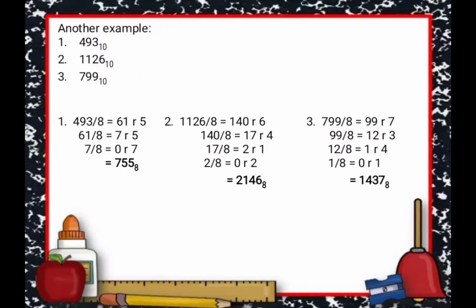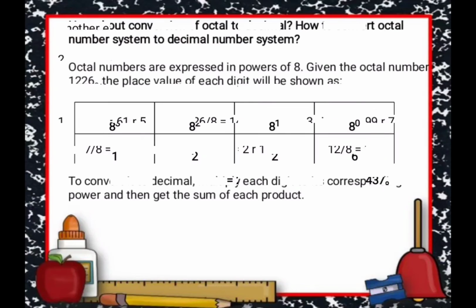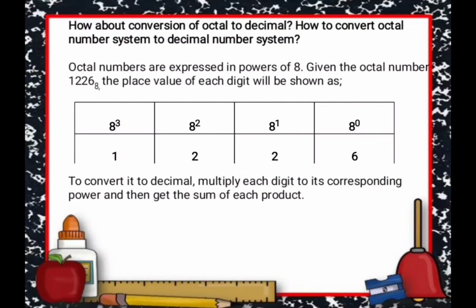Alright, so since you already know how to convert decimal number to octal number system, this time I will teach you how to convert octal number to decimal number system. So octal numbers are expressed in powers of 8. Given the octal number 1226, the place value of each digit will be shown as shown in the table.